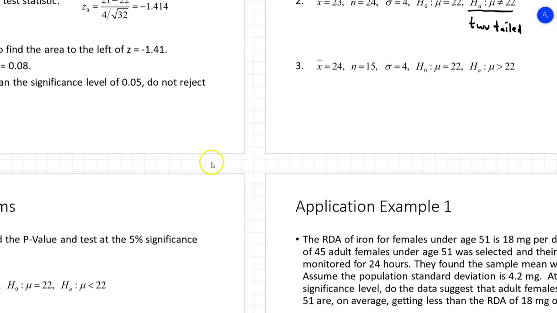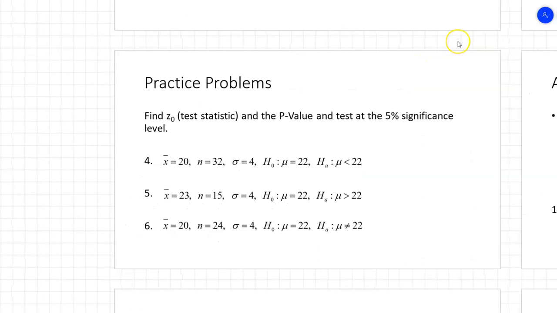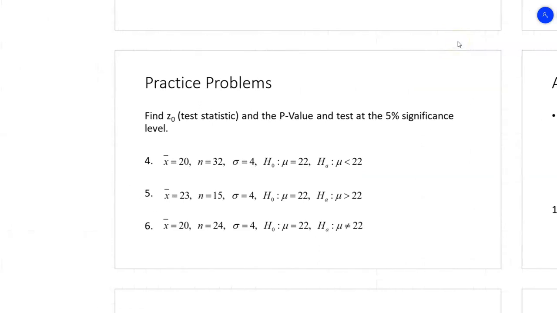Let's try another one. Let's take a look at number 4. All right, this is a left-tailed test. How do I know? Because it says the alternative hypothesis is that the mean is less than 22.